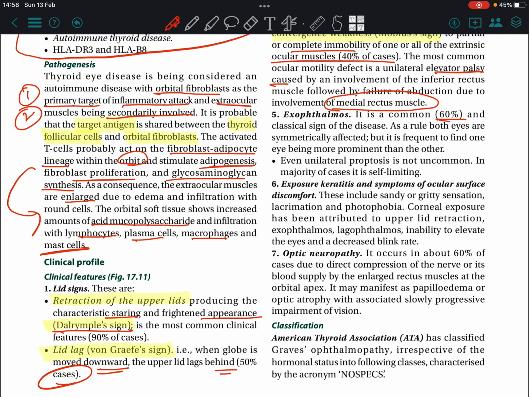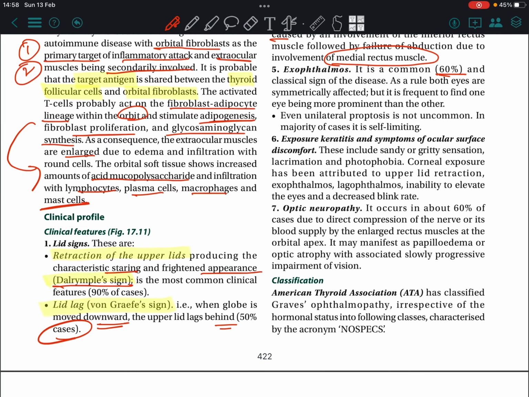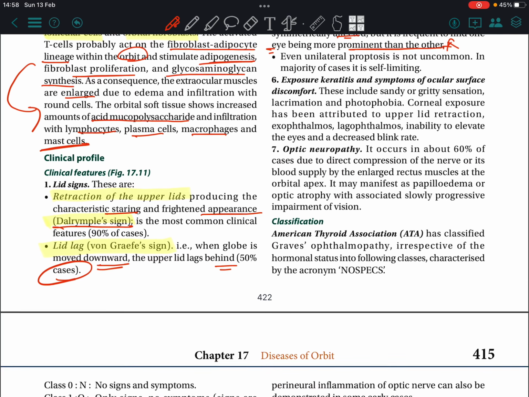Exophthalmos is present in 60% of cases and is a classical sign of the disease. As a rule, both eyes are symmetrically affected, but it is frequent to find one eye being more prominent than the other.